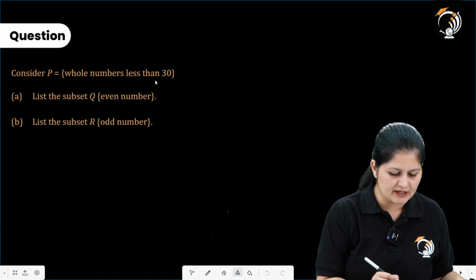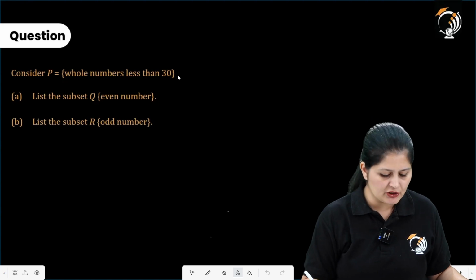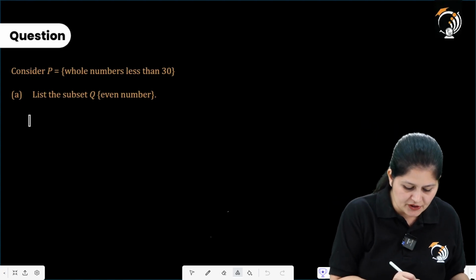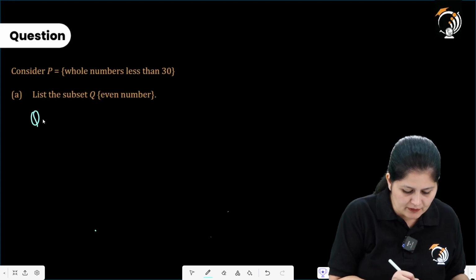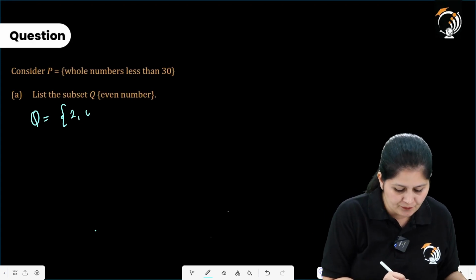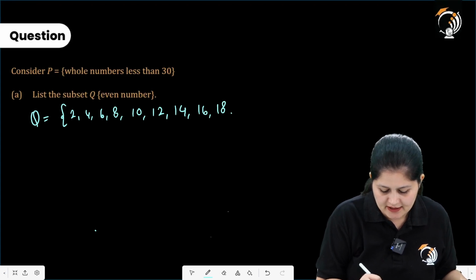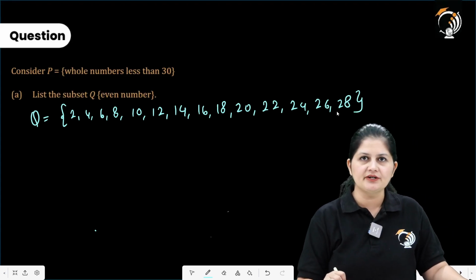Consider P, whole numbers less than 30. List the subset Q, and we need to write down the subset R here. If I talk about the subset Q, that is going to be the even numbers which are less than 30. So that is going to be 2, 4, 6, 8, 10, 12, 14, 16, 18, 20, 22, 24, 26, 28. So these are the numbers that we are going to have here.